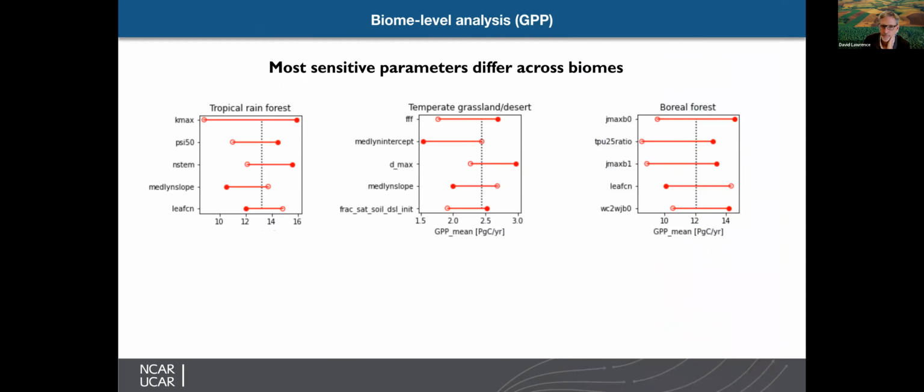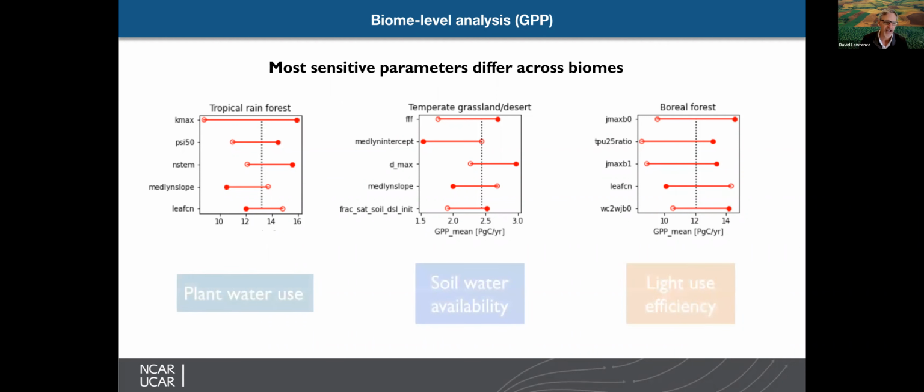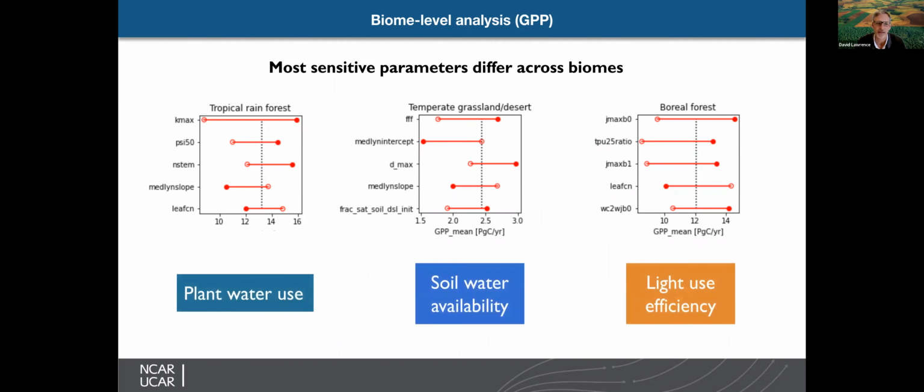And so with this big database of simulations, we can then explore for any variable, for any perturbation, which parameters are the most important. And as we're probing this data set, we're also looking at what we're calling a biome level analysis. And this is, again, going to be completely unsurprising, but it's something you would miss if you did a single site kind of parameter optimization effort. Is that in different biomes, the top parameters are changed. So this is looking at the GPP mean, and you look at the tropical rainforest versus temperate grasslands and desert versus boreal forest. And what you see is that the parameters that are controlling the response are different in these different biomes.